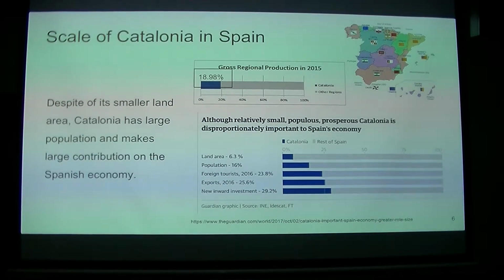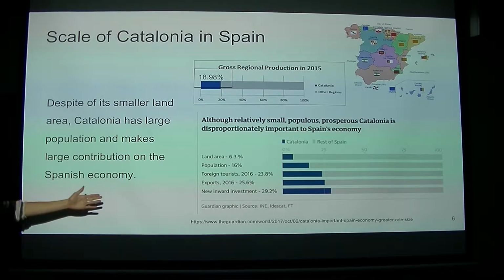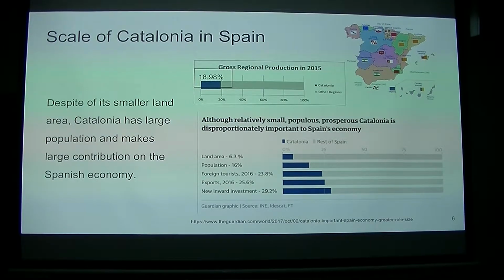Briefly looking at other factors, a lot of foreign tourists come to Catalonia because of Barcelona. Barcelona is a very famous place. Yes, there is some export, and new investment is also high because manufacturing is very developed. For example, even Japanese companies, Nissan has factories in Barcelona.